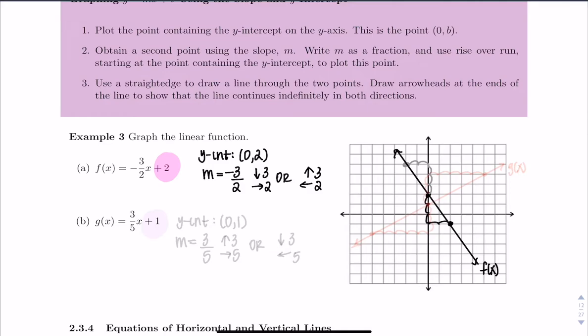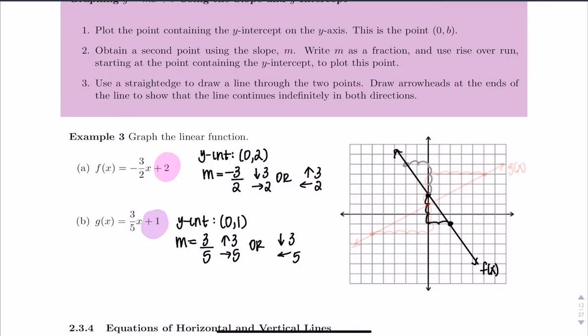So for this one, the y-intercept is the +1. So our y-intercept is 0, 1. My slope is 3/5, which means I can go up 3 units and to the right 5, or I can go down 3 units and to the left 5. Either one will give you the same line.